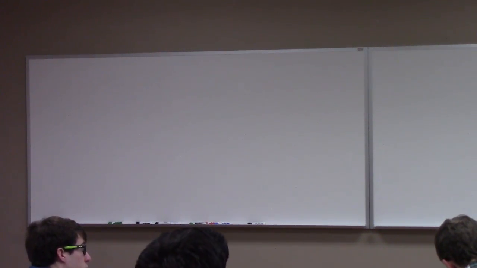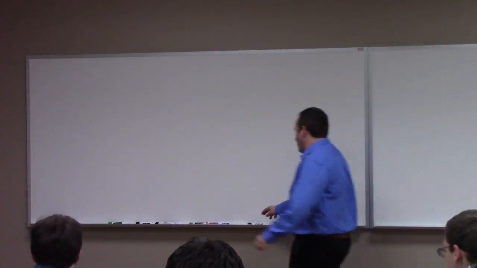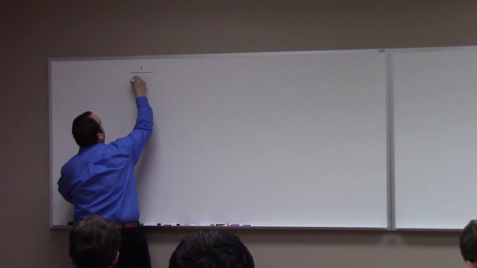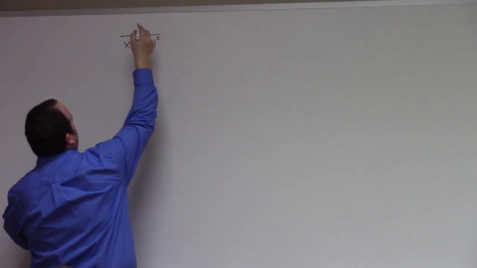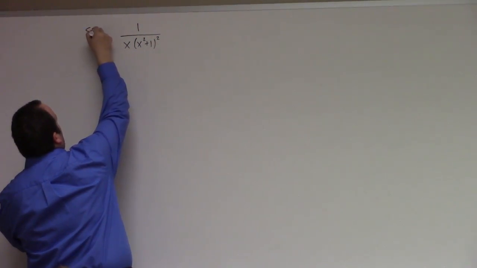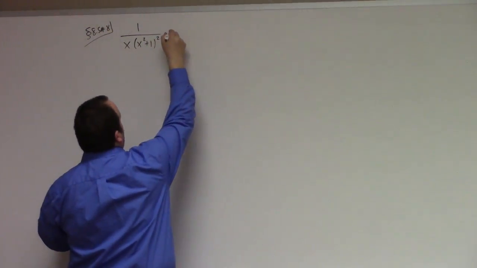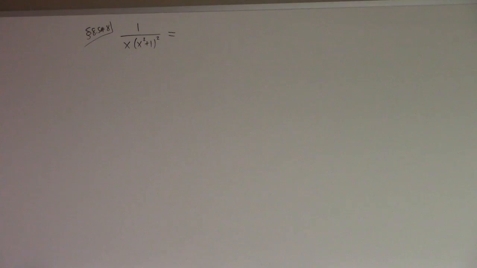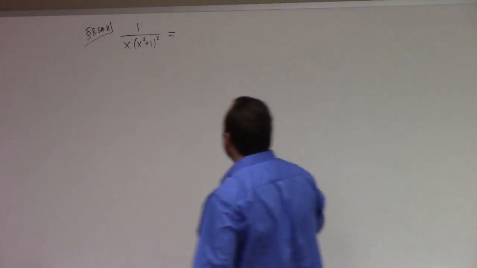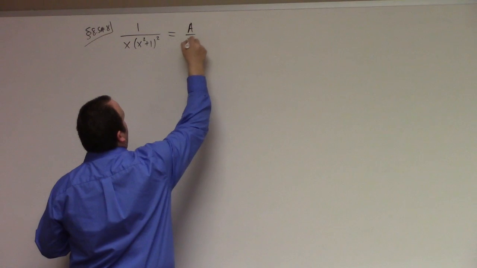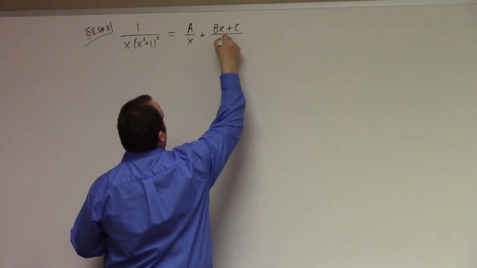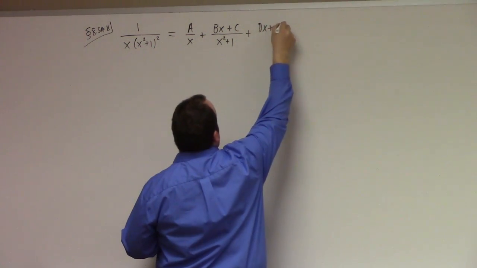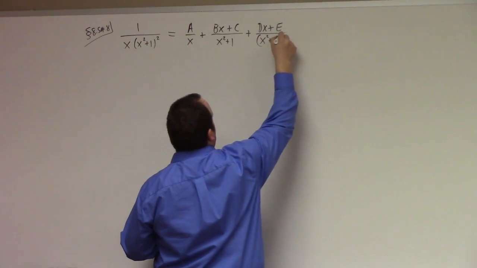So you got 1 over x times x squared plus 1 quantity squared, right? Now are you actually supposed to find the partial fractions decomposition? Yeah, so I did it. Now hold on just a second. What did you think your template was? A over x, plus, and so on. Excellent. That's exactly the right thing to do. No problems there.